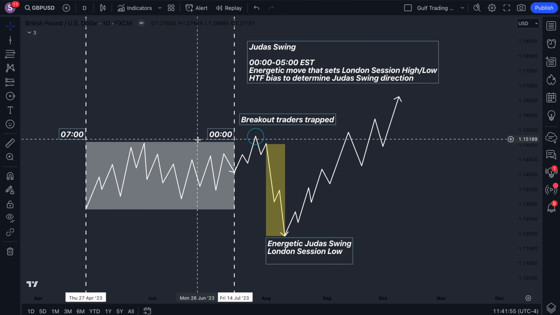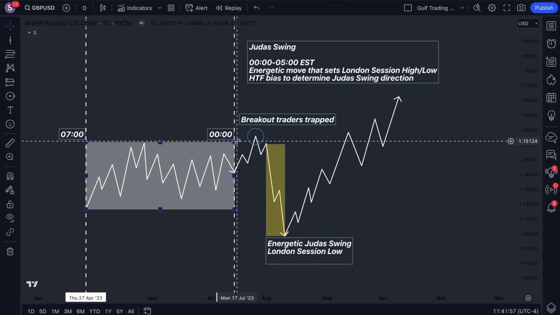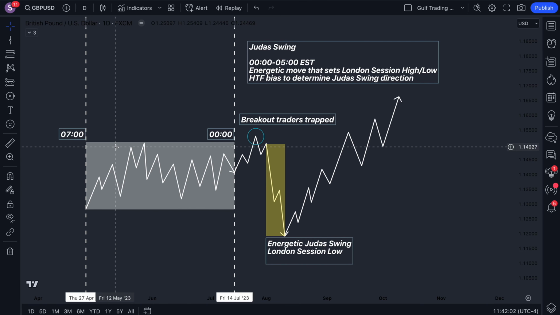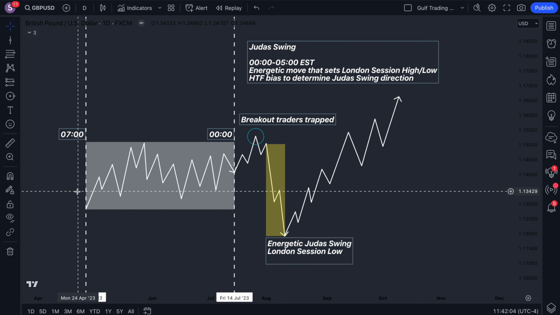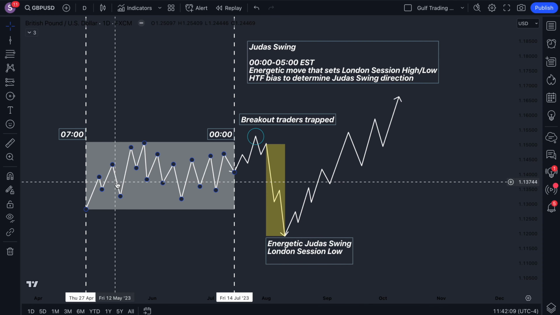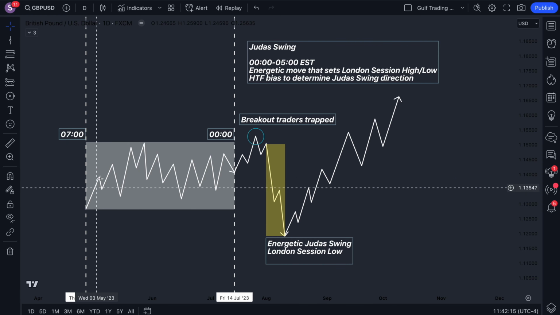So what we're looking at. First of all, 7 p.m. to midnight Eastern Standard Time is the Asian session range. So this is what we're marking up. And ideally, we are looking for a tight range. We're not looking for a trending market in the Asian session. Obviously, some pairs will have that. Maybe if it's like Australian dollar against the Japanese yen, both of those pairs are going to be traded during the Asian session, so there could be some big movements there.